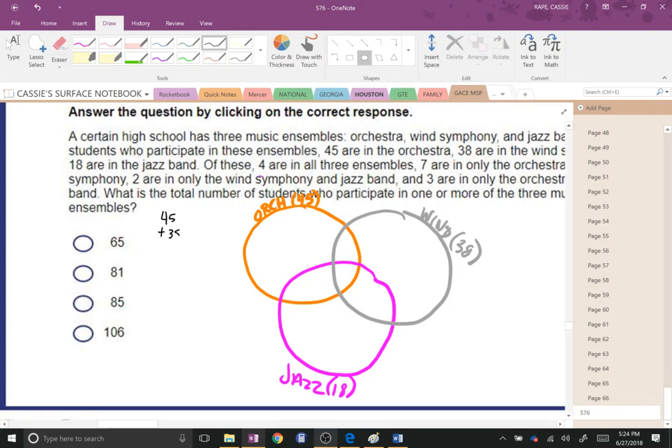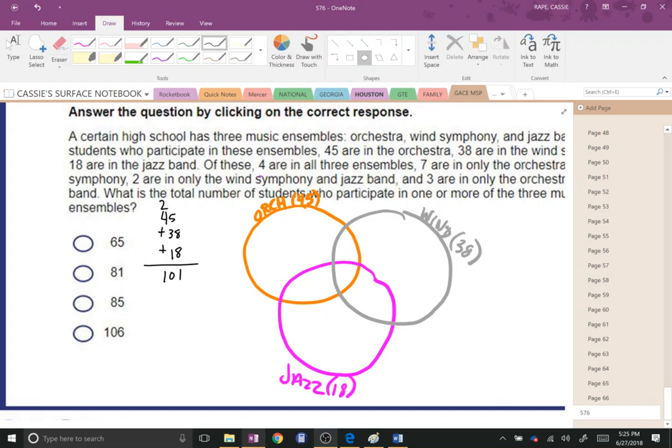plus 38 plus 18, which gives you 101. You might be inclined to say 101 is the answer to this. Just add up those 3 numbers. Well, first of all, it's not even listed there. But still, here's the thing that you might not be considering if you do that. I would imagine that 101 in a regular ETS GACE test might be there.